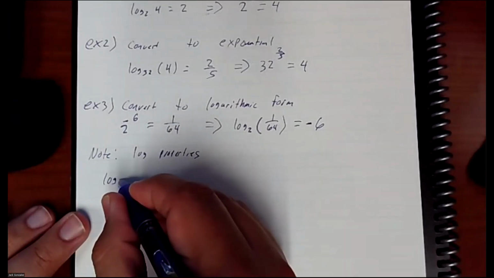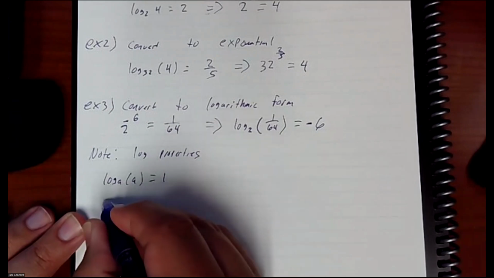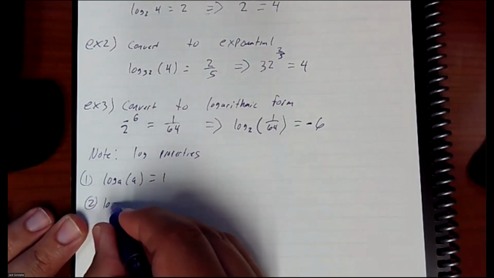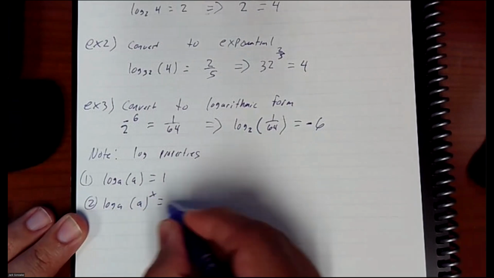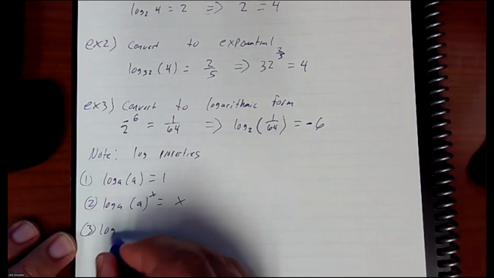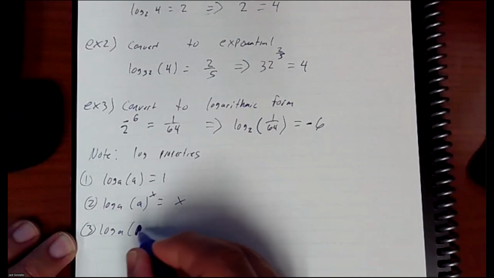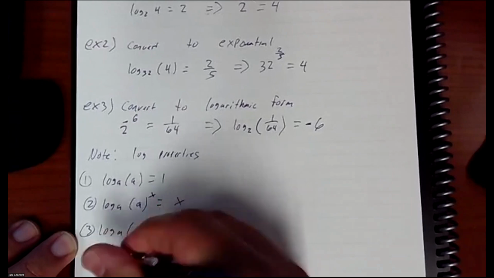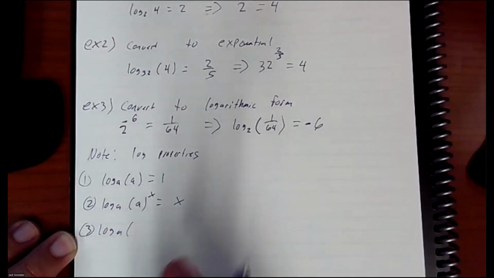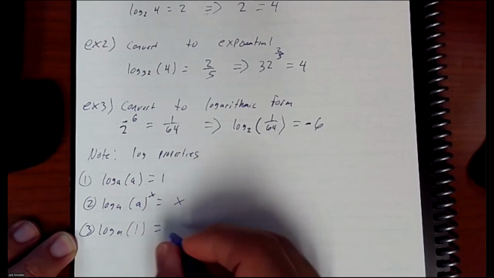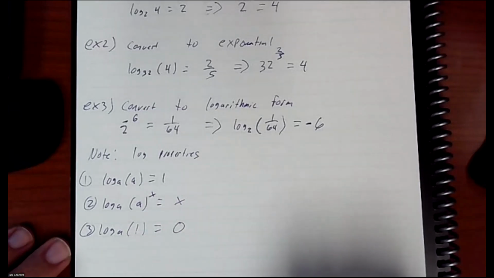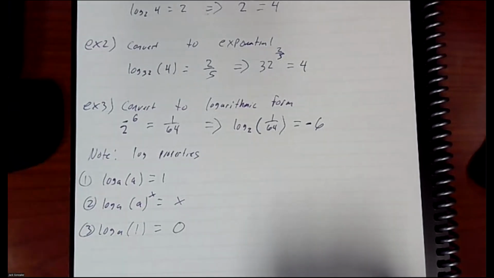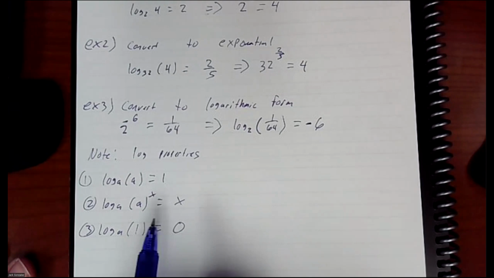So log a of a is 1, number 1. Log a to the x is x. Log a of 1 is equal to 0. I think that's all the properties for this section. There'll be a bunch more in 5-3 and 5-4, but for now, these are the ones you're going to need to do that question.